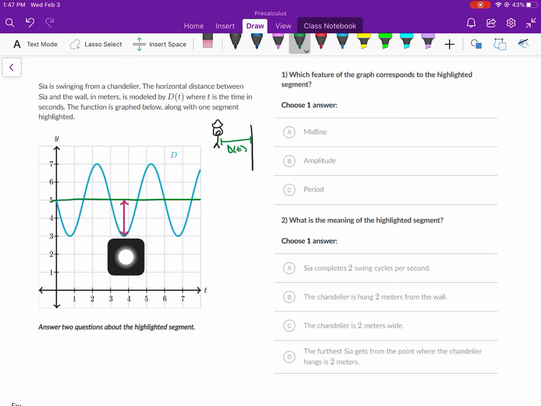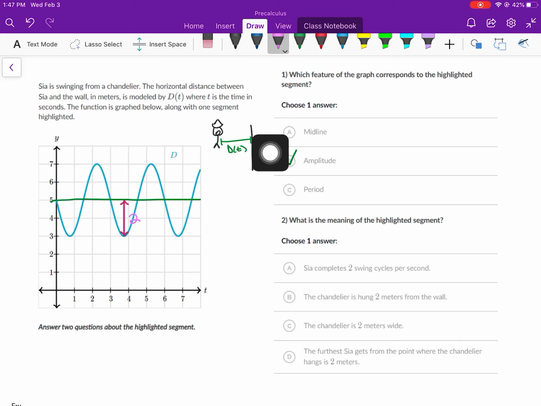So when she's furthest, this is when she's, no, actually this looks like when she's closest to the wall. It's the lowest number, distance is the least. So when she's closest to the wall in the middle, the difference between that. So we know it's amplitude. Let's see what it means in this. So Sia completes 2 swing cycles per second. That has more to do with the period, right? The chandelier is hung 2 meters from the wall. So, okay, that might have something to do with it, because if you look at this is a distance of 2, right? And that's the distance.